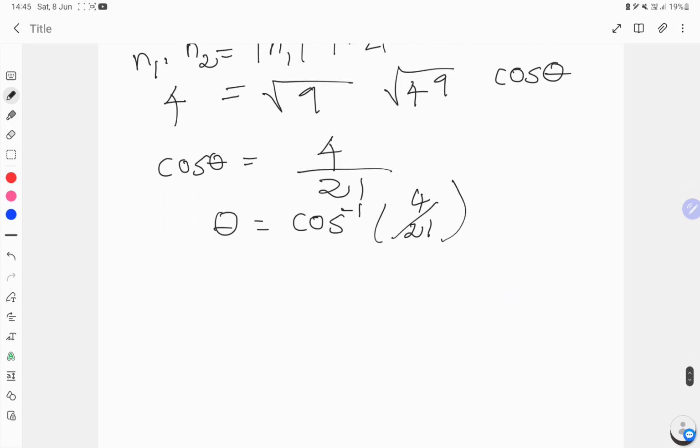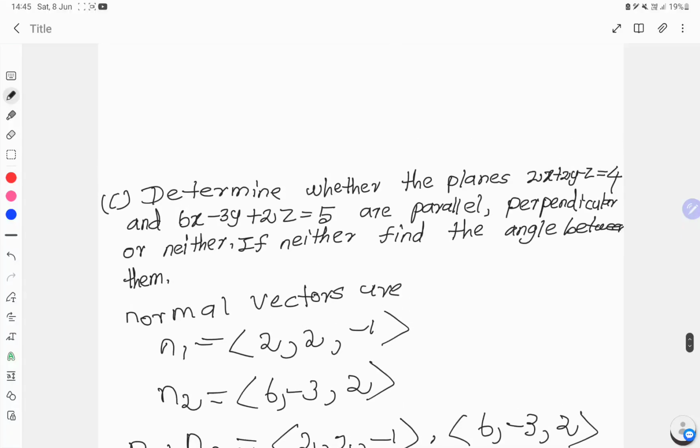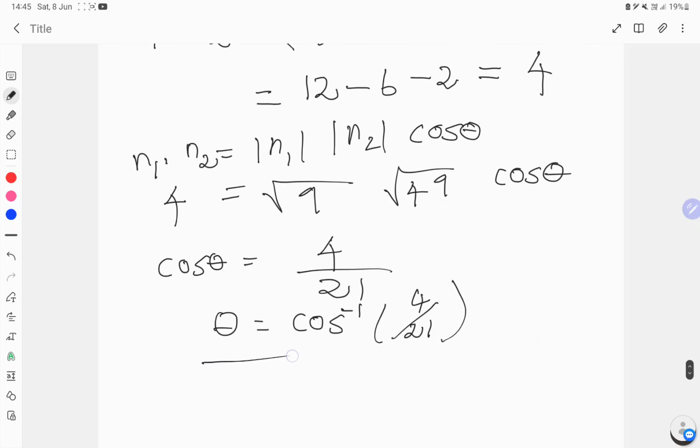This is the angle between the two normal vectors, therefore this is also the angle between the two planes. This question they ask, we determine whether the planes are parallel or perpendicular, or neither. If neither, find the angle between them. Therefore, this is the angle between the two planes.